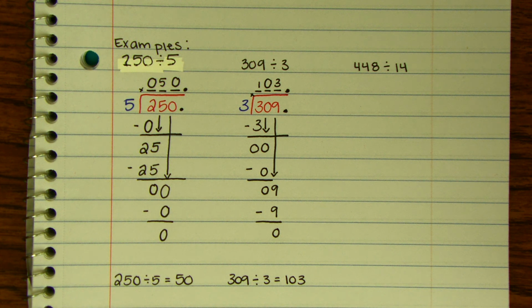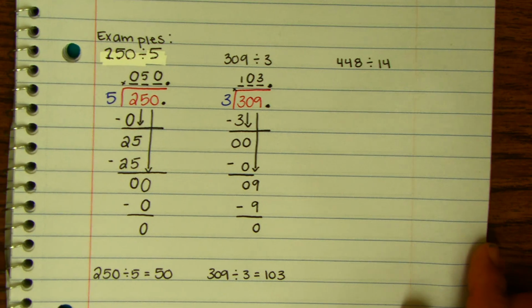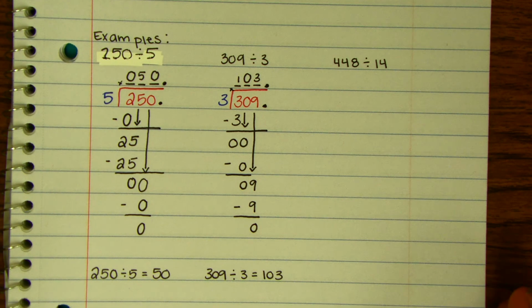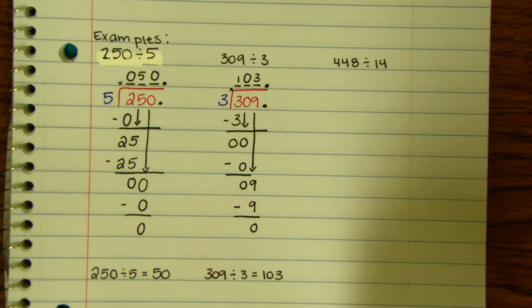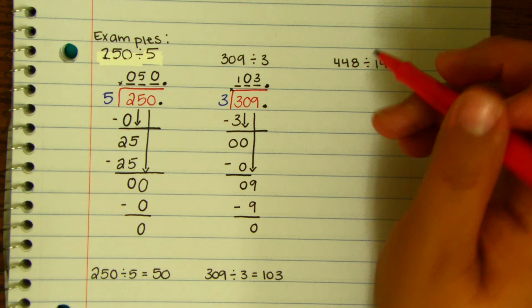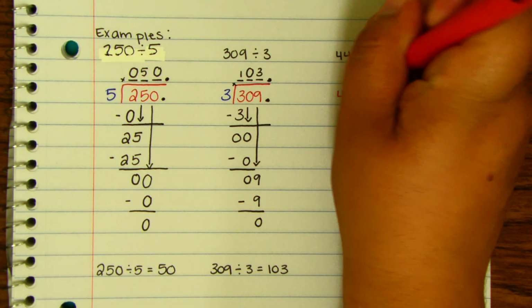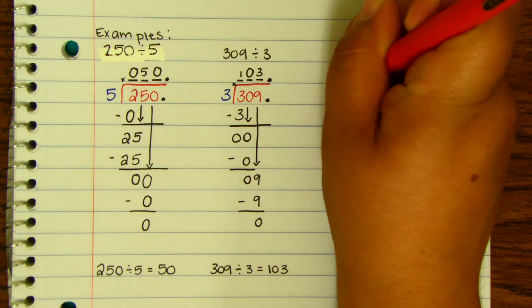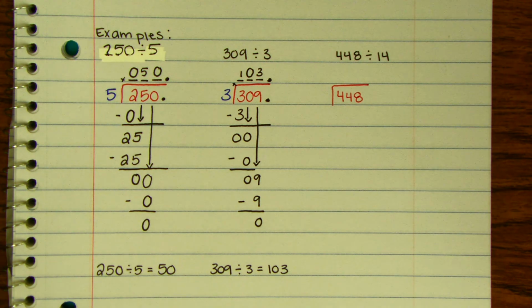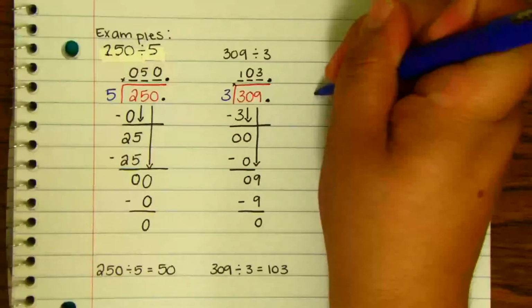And finally, my last problem, 448 divided by 14. So on this problem, my divisor has 2 digits. So it's going to be a little bit more tricky, but we're going to try our best. So I'm going to go ahead and write out my division problem. 448, that first number is called the dividend, so it goes inside the house. Then 14, the divisor, goes on the outside.